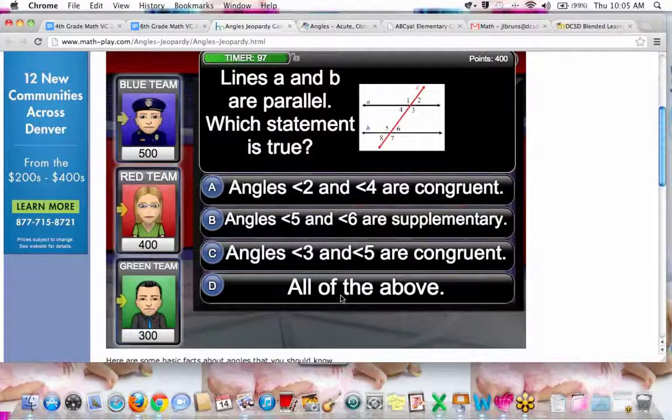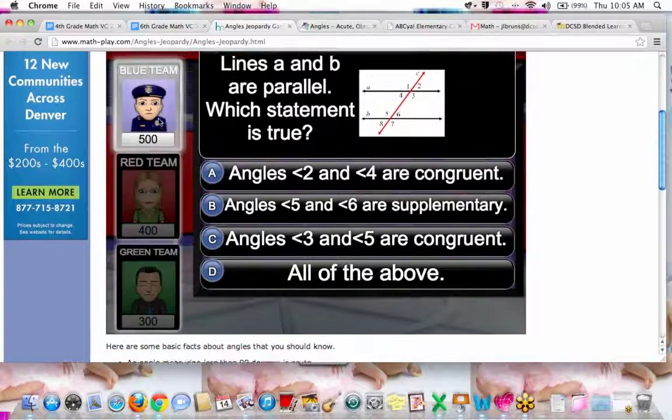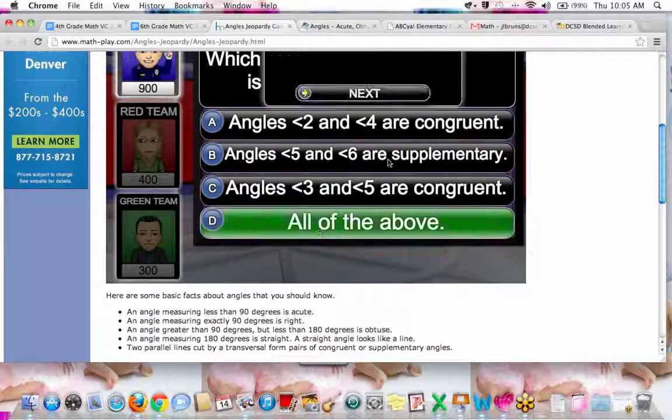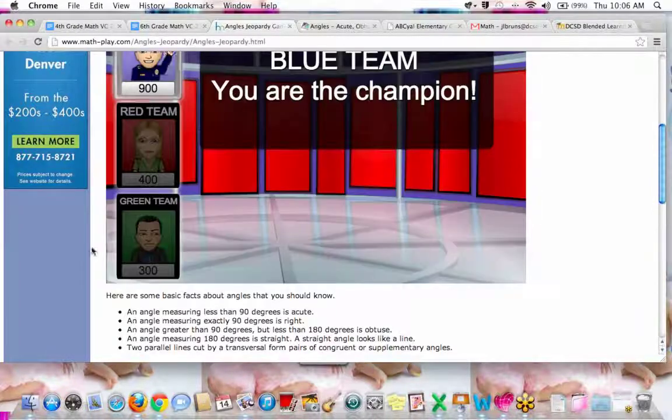Lines A and B are parallel. Which statement is true? 2 and 4 are congruent or exactly the same measurement. 5 and 6 are supplementary or they add up to 180 degrees. 3 and 5 are congruent, means exactly the same measurement. Or D, all of the above. Jack. All of the above. I think you're right. That's right. Good job. Yay.